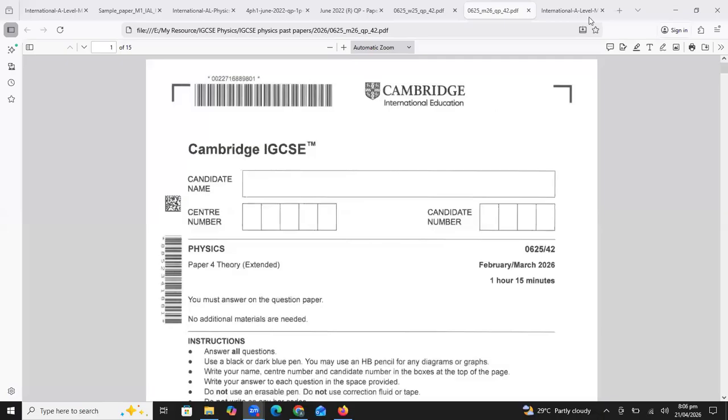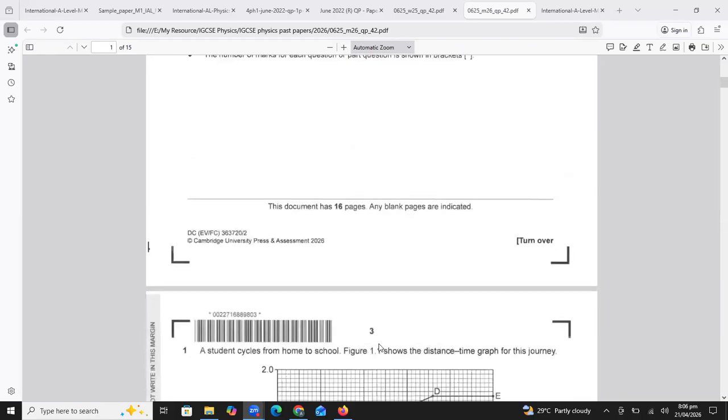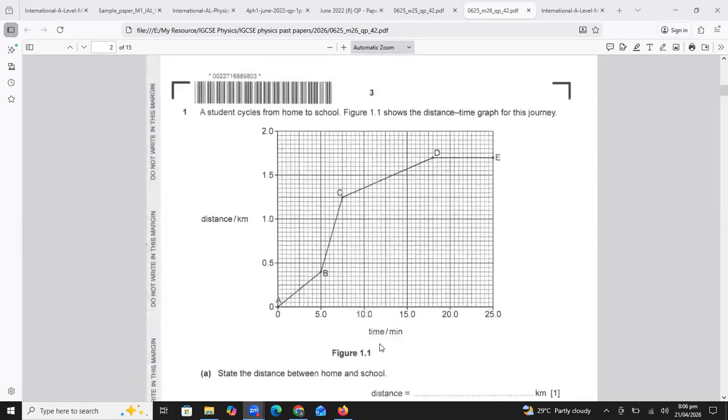All right, students. Now we will start the paper February, March 2026, paper 4, variant 2. This is the recent paper which we are going to start today. All right, we will start from question number 1.